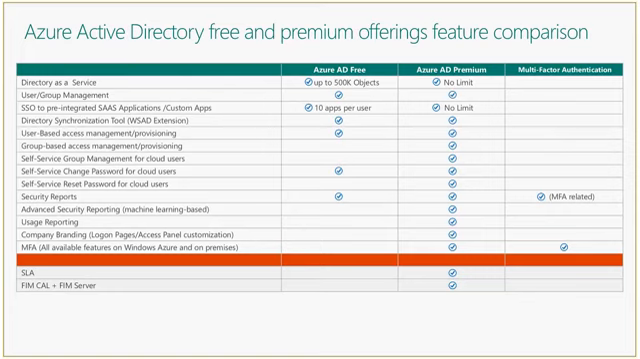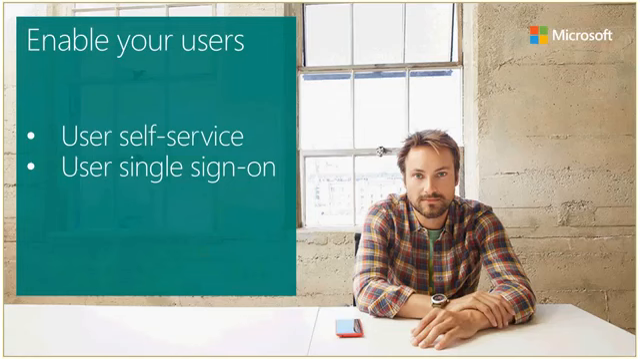Okay, continuing on. We've unified the environment. We've now got our identity across on-prem and cloud. We're syncing, we're federating, we're doing all this great stuff. Now what can you do? Let's talk about enabling users with self-service and single sign-on.